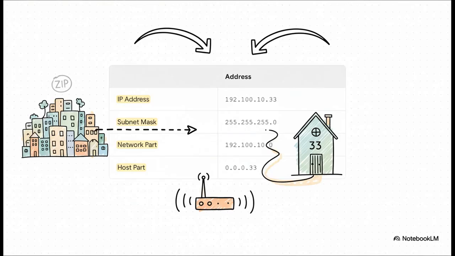And what's really clever is the anatomy of that address. An IP address actually has two parts, and they're separated by something called a subnet mask. You have the network part, which is like the zip code or the neighborhood. It gets you to the general area. And then you have the host part, which is the specific house number on that street. Routers on the internet mostly just look at the network part to get the packet to the right neighborhood.